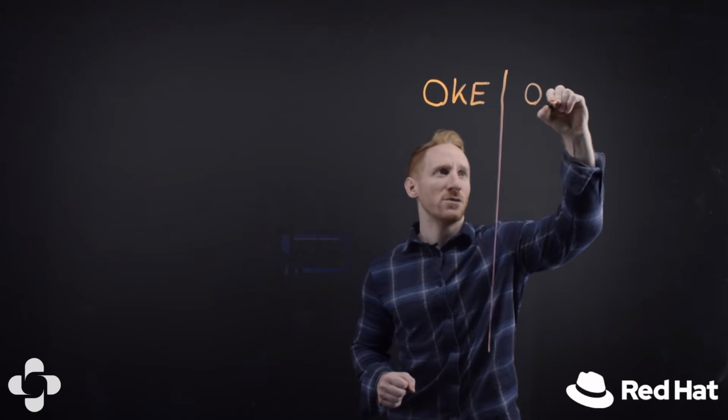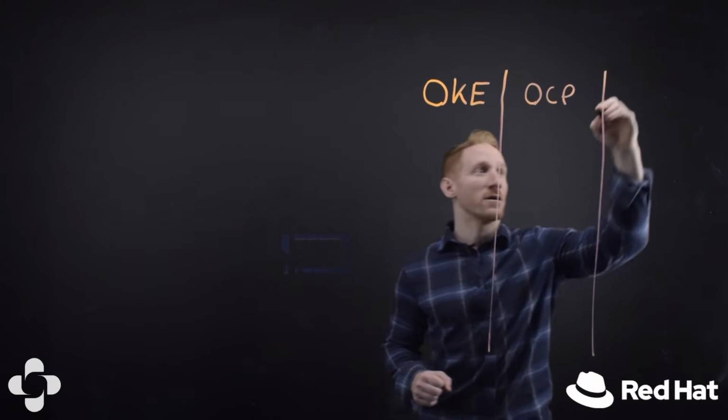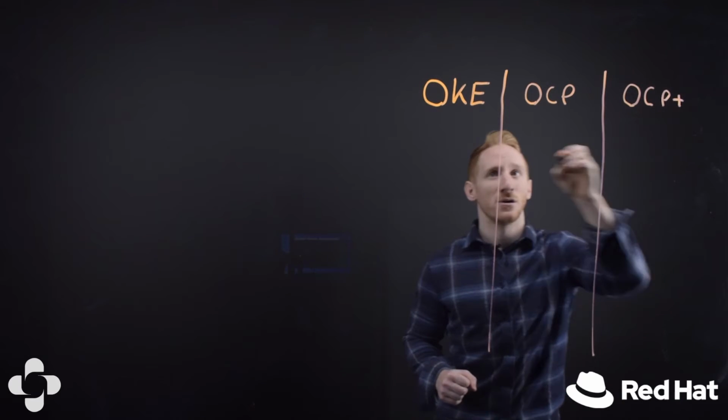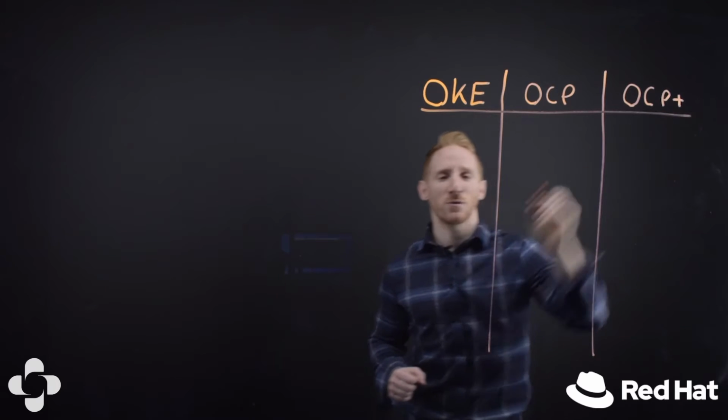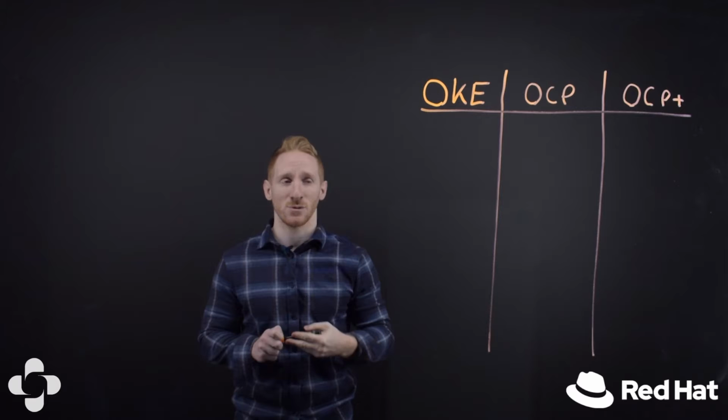So first of all, what are the three different offerings and how do they vary in comparison to other offerings in the market? Well, first of all, we have the OpenShift Kubernetes Engine, or OKE. Second, we have OCP, or OpenShift Container Platform, which many of you are familiar with today. And lastly, we have OCP Plus, which is a new offering by Red Hat that provides a lot more robust features that you may be interested in as an enterprise customer.